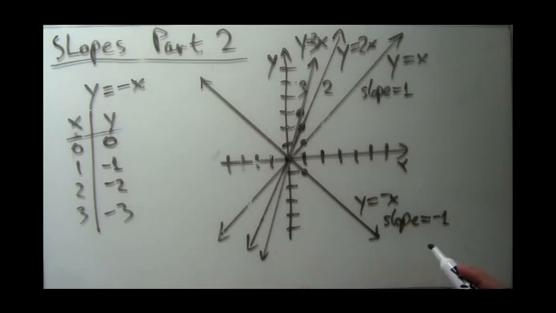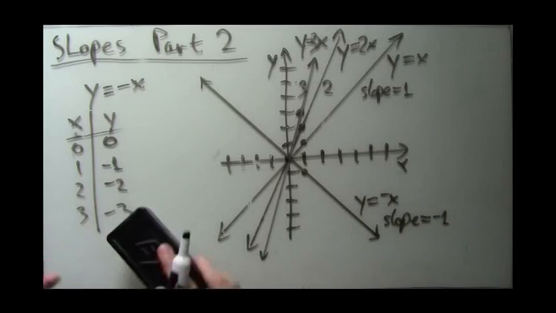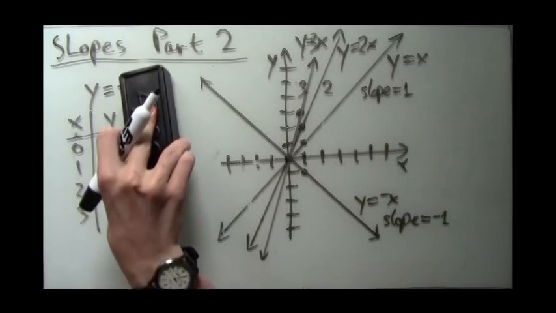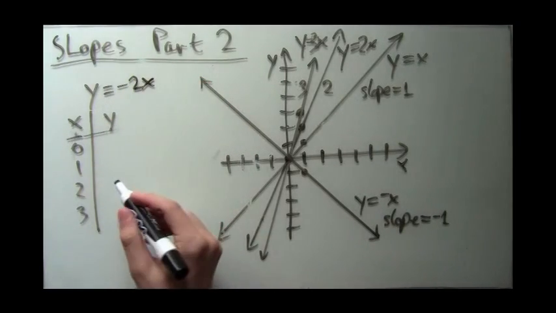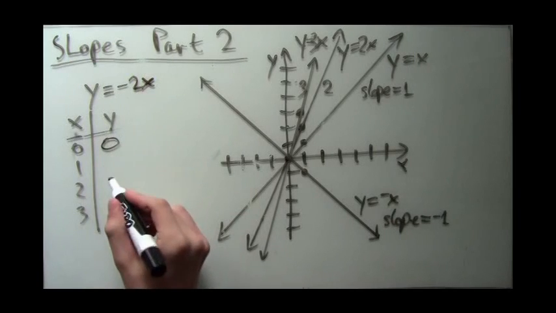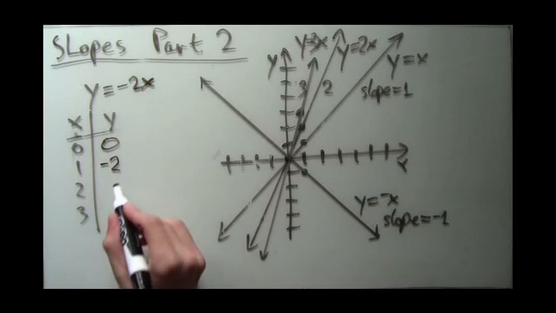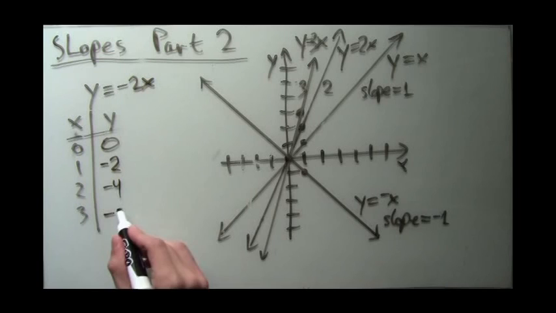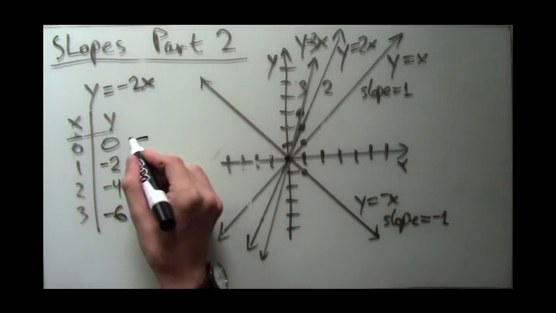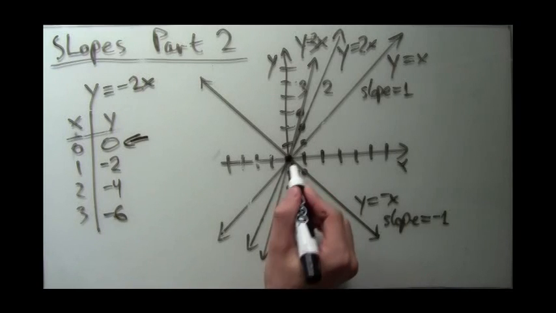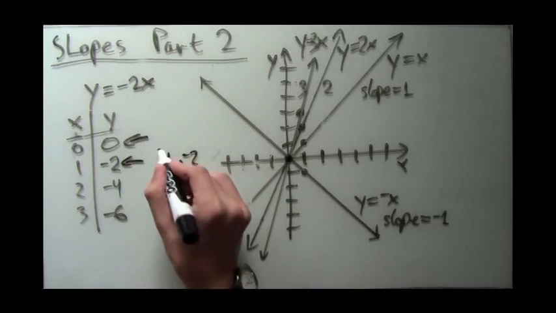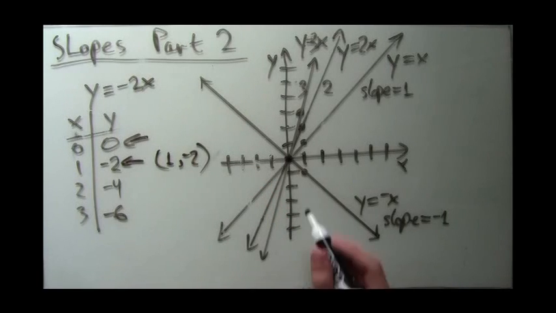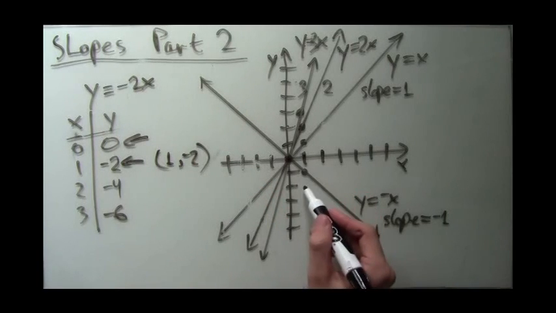Now we will look at the function y equals negative 2x. Of course, 0, 0 is a point for this line, and then after that, we just multiply by negative 2. 0, 0, as before, is drawn, and 1, negative 2 is 1 to the right and 2 below the origin.